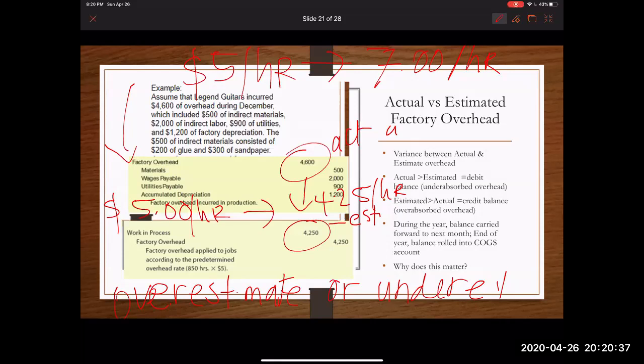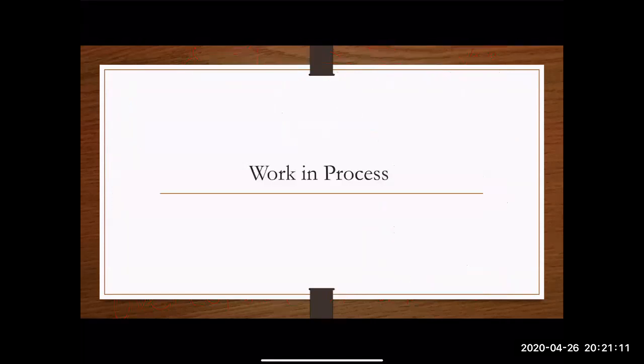If you're pricing those particular jobs too high, they may go to your competitor. If you're pricing those jobs too low, that could mean you're losing money or eating into your profit on a particular job. That's why over absorbed and under absorbed is very important in how you allocate cost. It says during the year, the balances are carried forward to the next month, and at the end of the year, the balance is rolled into cost of goods sold. I explained why this is important.